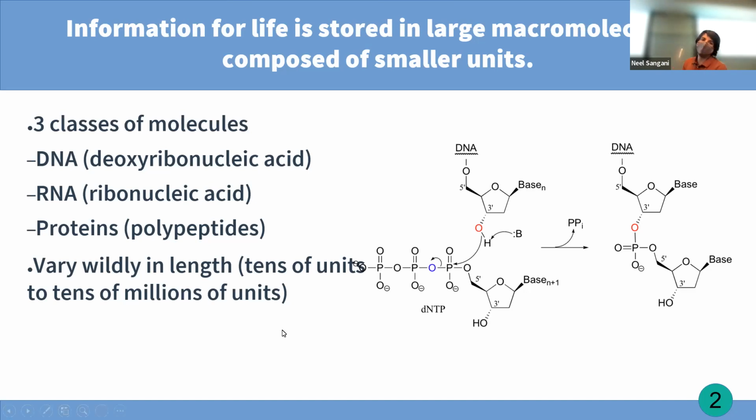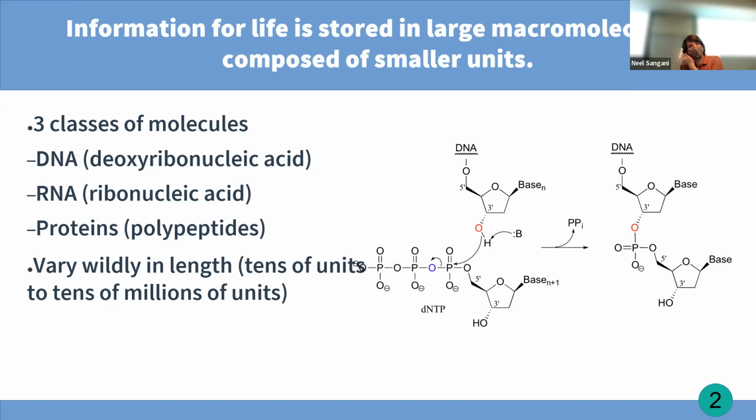All right. So information for life is stored in large macromolecules composed of smaller units. So in general biology, there are three classes of macromolecules specifically: DNA or deoxyribonucleic acid, RNA, which is ribonucleic acid, and then proteins, which are polypeptides or strings of amino acids. And they vary wildly in length, from being pretty short, just above 10 units, to being tens of millions of units, like for chromosomes.